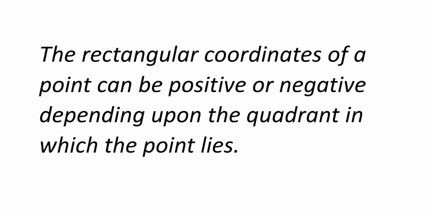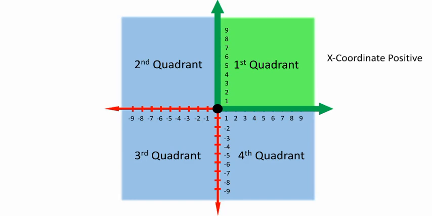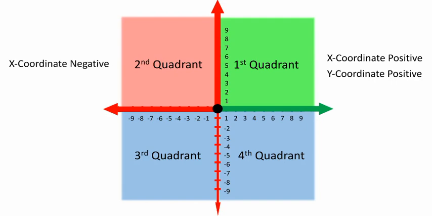The rectangular coordinates of a point can be positive or negative depending upon the quadrant in which the point lies. As the first quadrant lies between the positive x-axis and positive y-axis, in the first quadrant the x-coordinate is positive and the y-coordinate is also positive. As the second quadrant lies between the negative x-axis and positive y-axis, in the second quadrant the x-coordinate is negative but the y-coordinate is positive.